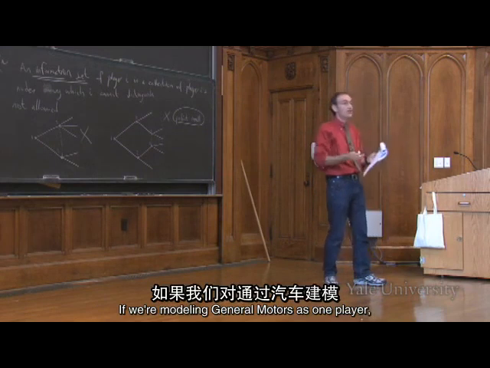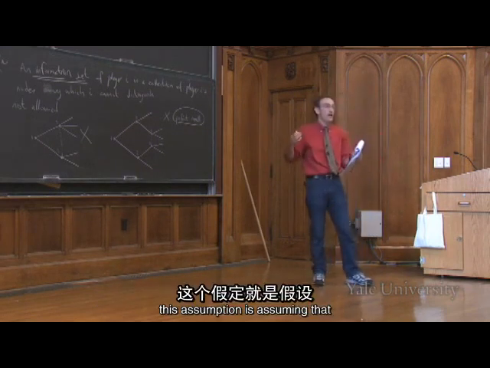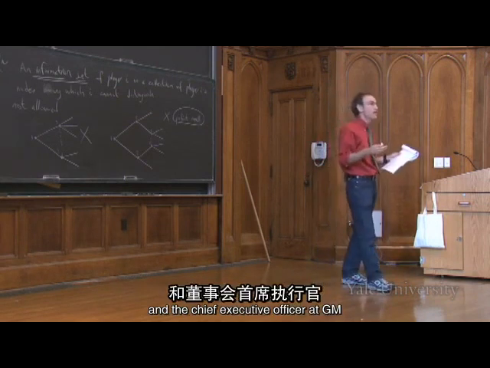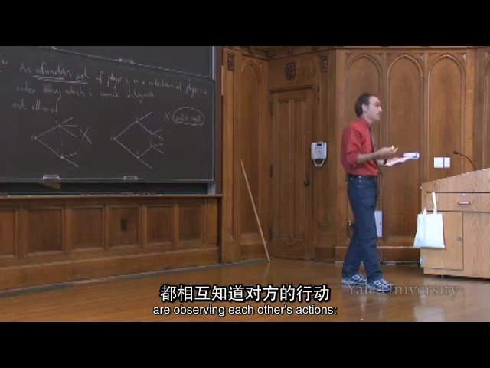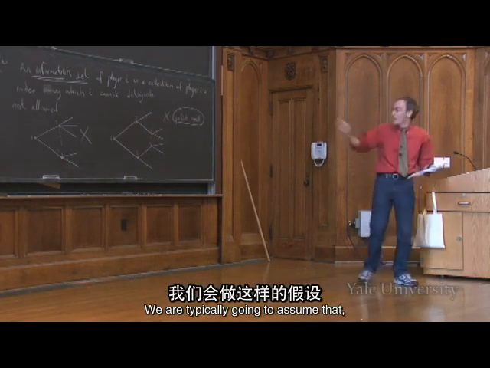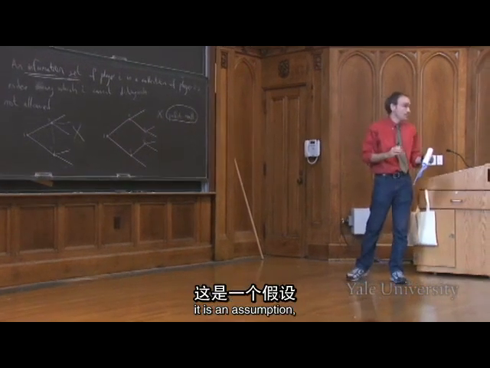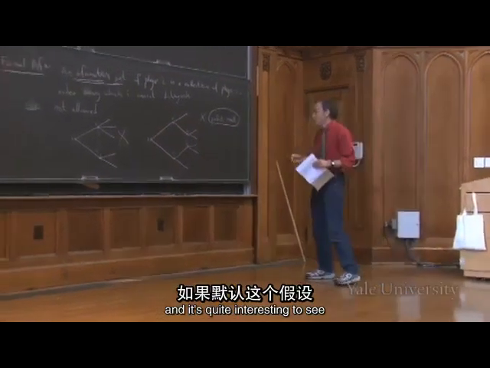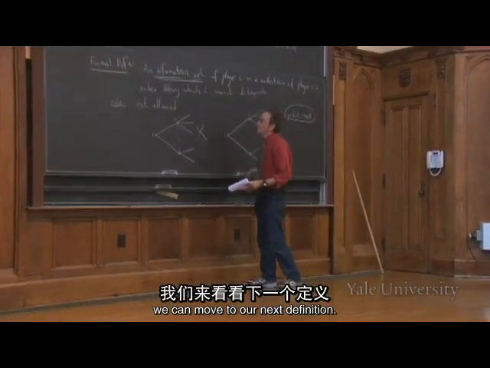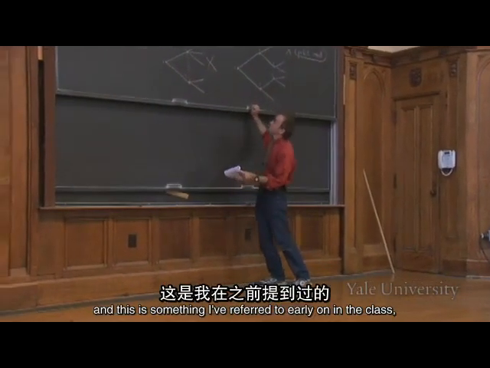So if we're modeling General Motors as one player, this assumption is assuming that the chief financial officer and the chief executive officer of GM are observing each other's actions, are on the same page. The left hand knows what the right hand's doing. We are typically going to assume that, but just to make the point, it is an assumption. And it's quite interesting to see what happens if you relax it. So with that in mind, we can move to our next definition.